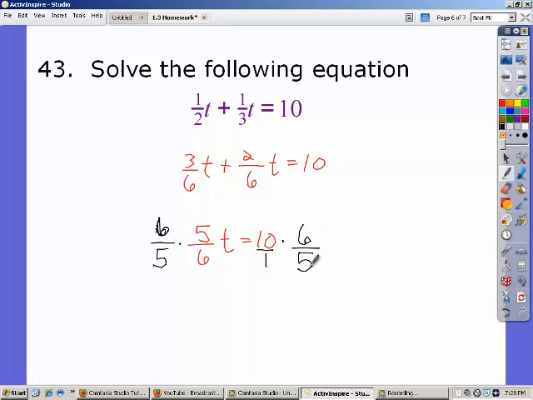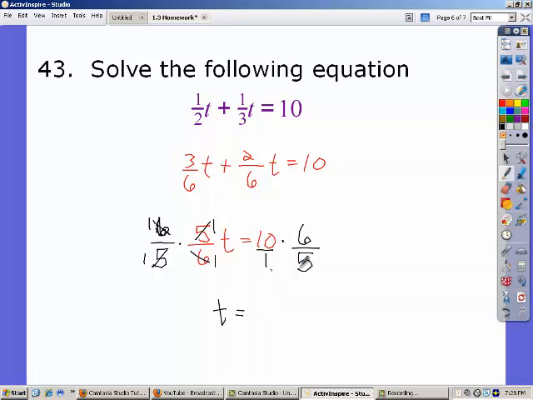Now, why we want to use the reciprocal is because what's 6 divided by 6? Well, those cancel off into 1s. And what's 5 divided by 5? Those cancel off into 1. So all we have is 1 times 1 over 1 times 1, which gives us 1t. So you notice that it isolates our variable for us, and that's what we're trying to get to.